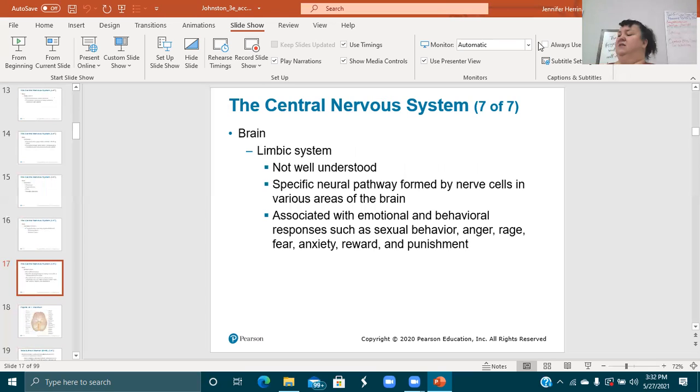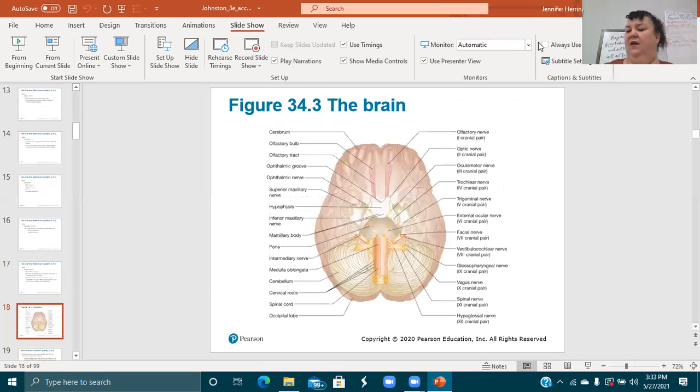And we have the limbic system, and I'm now on page 585. The limbic system is not well understood, but it is a specific neural pathway formed by nerve cells in various areas of the brain. It's also associated with emotional and behavioral responses, such as sexual behavior, anger, rage, fear, anxiety, reward, and punishment. So figure 34-3 on page 584 is depicted here, showing you these various parts of the brain.